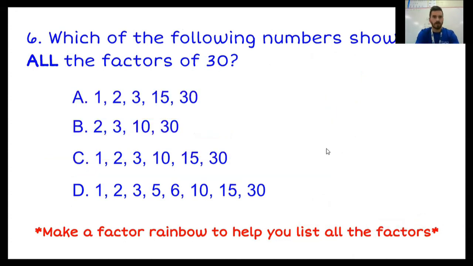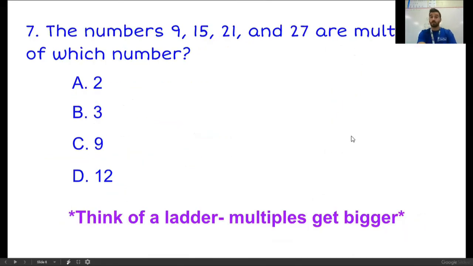All right, number 7. I like this question a lot. We had one like this on our Kahoot. It was on our quiz as well. You got to solve this one a little bit differently. This is one where I would not ignore my answer choices. It says the numbers 9, 15, 21, and 27 are multiples of which number? So I've got to look at my answer choices. So I'll just focus on 2. If I'm listing my multiples of 2, I got to see if I would land on 9, 15, 21, and 27.